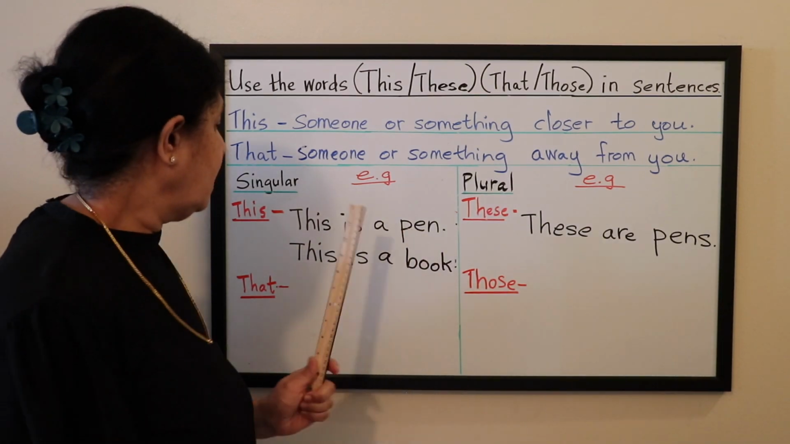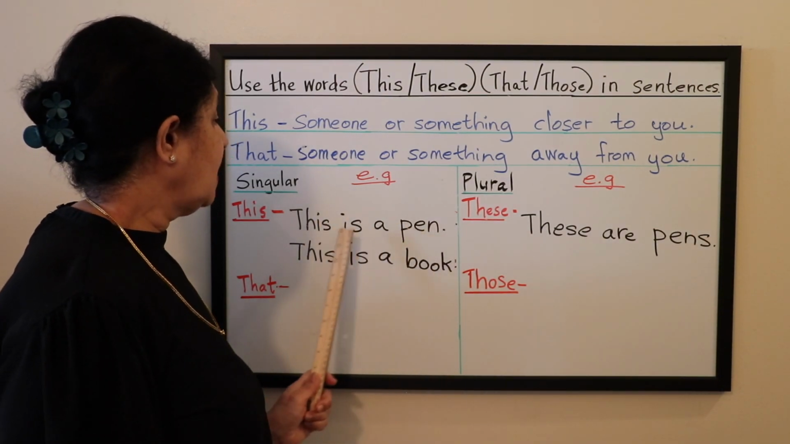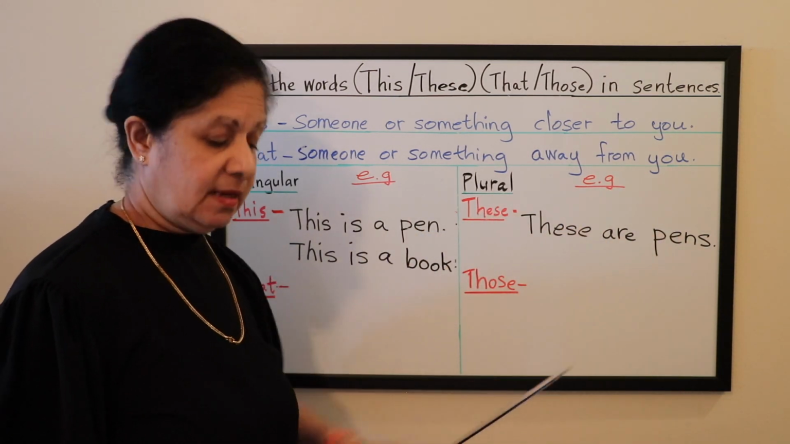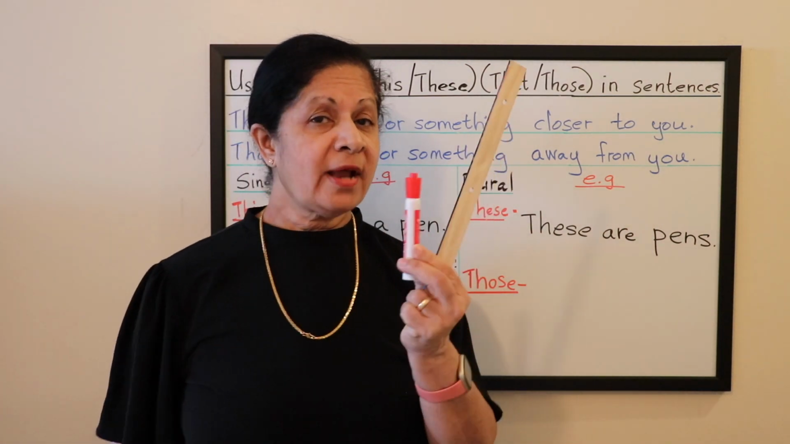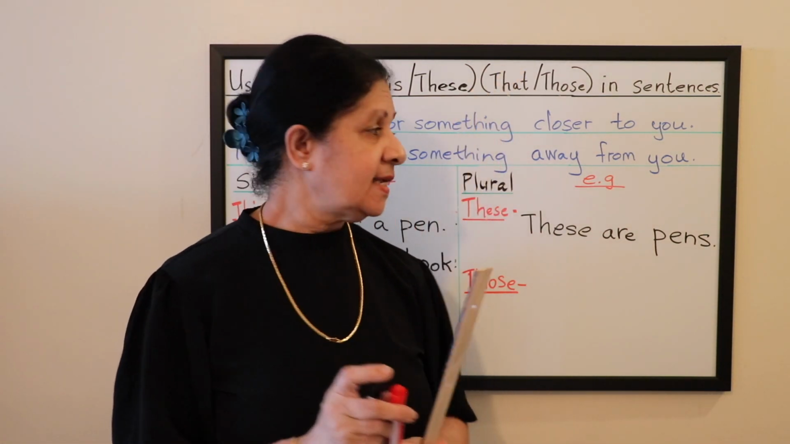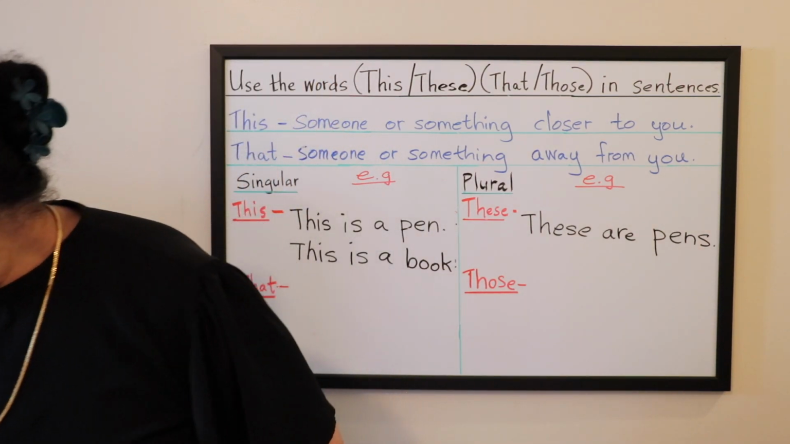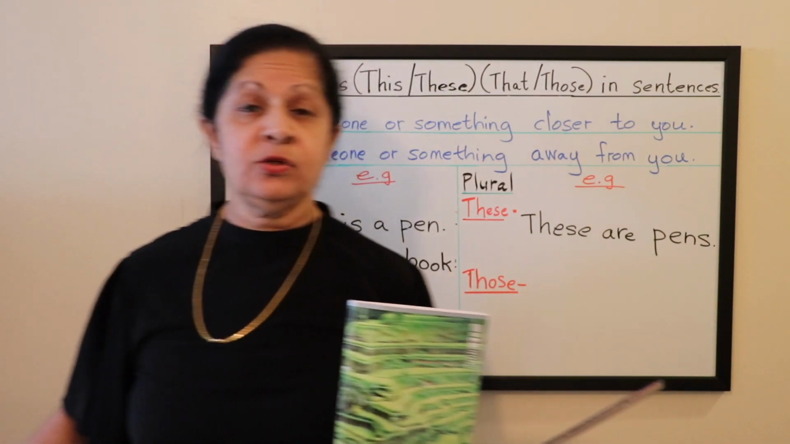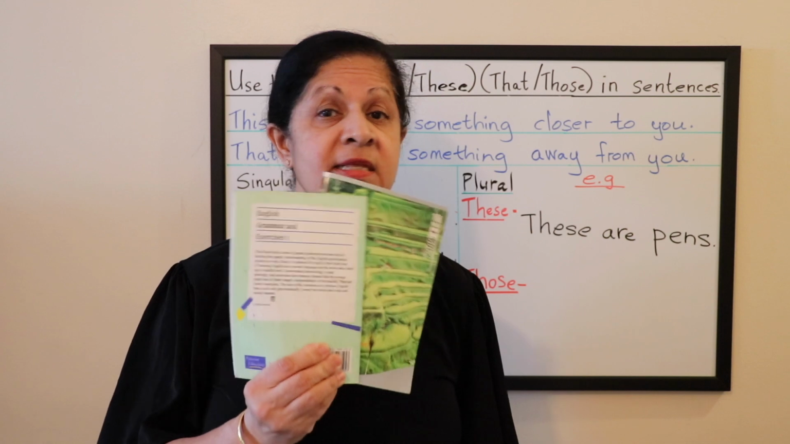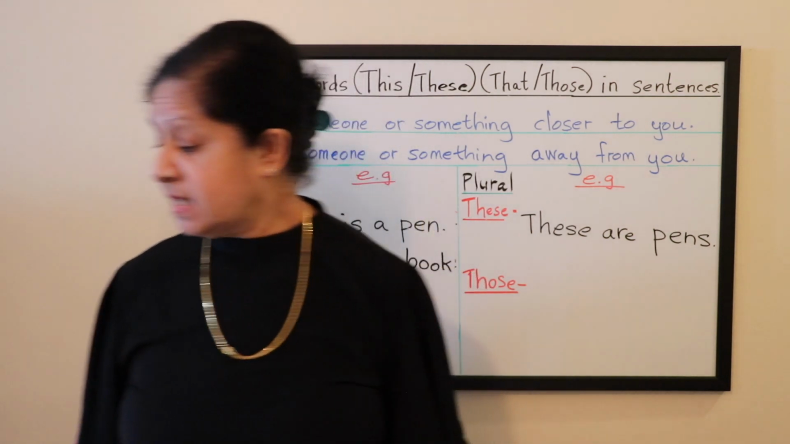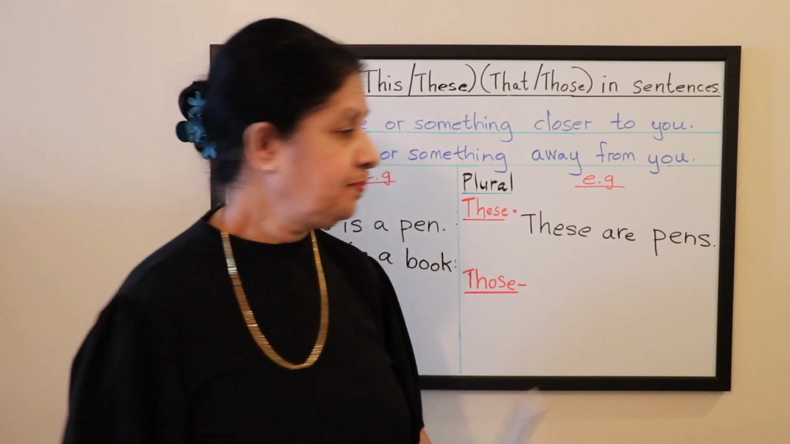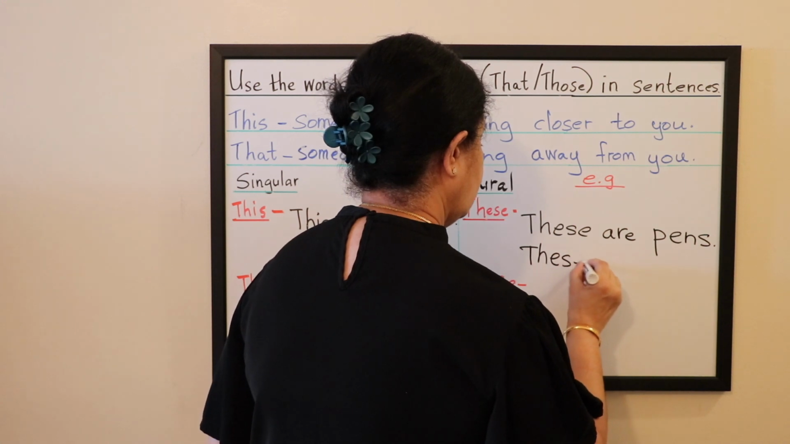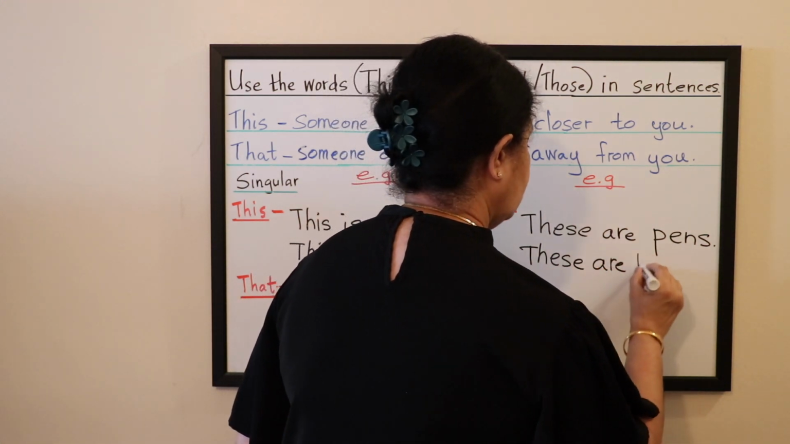Let me show you. This is a pen because there's one pen. Here, these are pens because there are two pens. One pen, this. Two pens, these. Same way. This is a book. Here I have two books with me. These are books. So I'm going to put here, these are books.